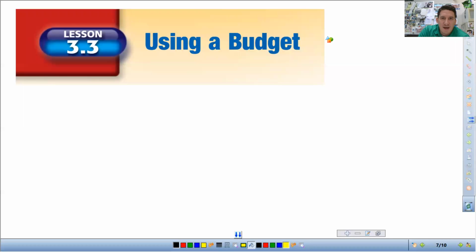All right, financial math classes. Today, we're finishing up chapter 3 in the McGraw textbook, lesson 3.3. We're going to learn how to use a budget, really looking at the budget sheet at the end of the month, looking at where your money was spent, and then seeing if you actually stayed within that budget.